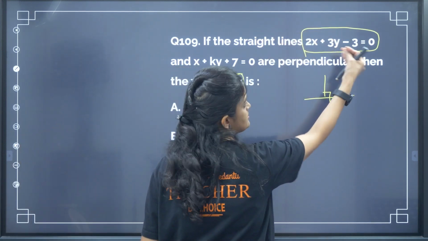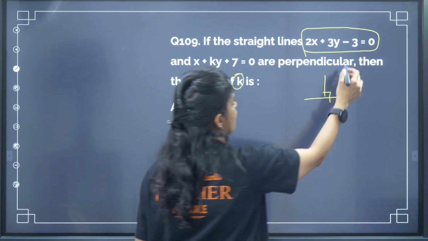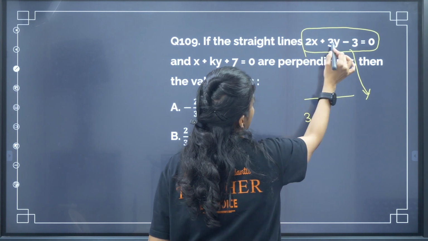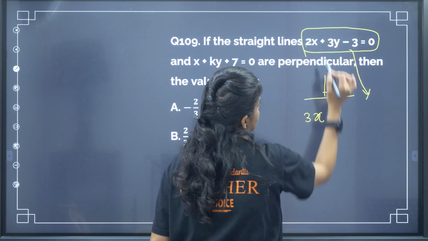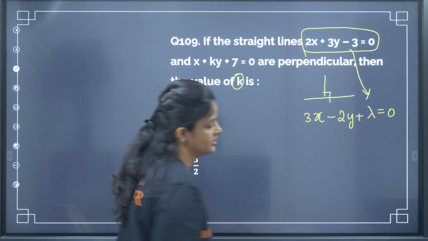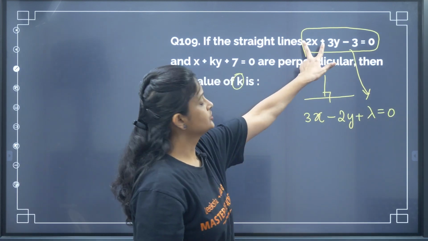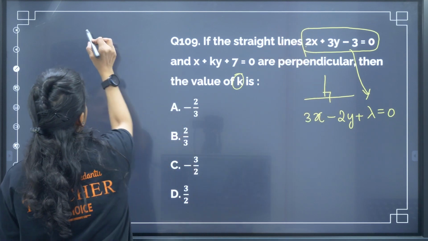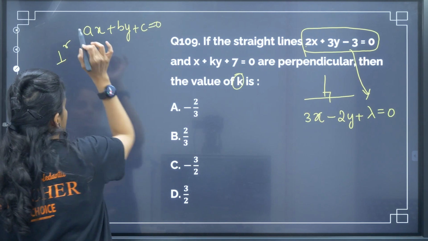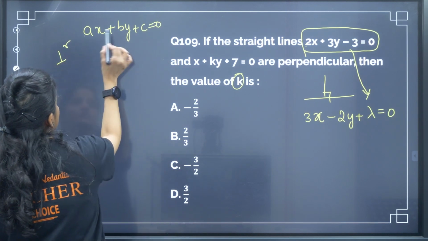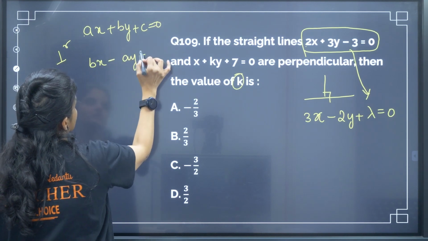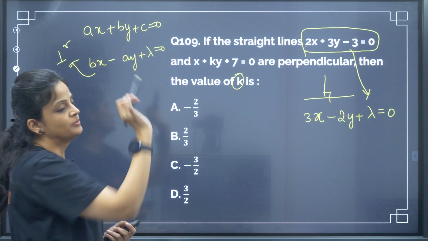If I write any line which is perpendicular to this, it will be in the form of 3x minus 2y. Interchange the constants, interchange the sign, and put a lambda instead of the constant. You know the form. So if I have ax plus by plus c is equal to 0, how do I bring the equation of a perpendicular line? Interchange the coefficients, bx and ay, change the sign in between, and change the constant. So this line will be perpendicular.